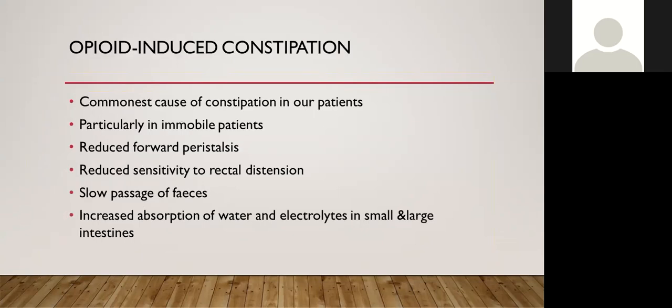Opioid-induced constipation is the commonest cause of constipation in our patients. So that is why we are so much worried about this symptom. It's worse in immobile patients, and it's because the opioid directly acts on the gut receptors, and it reduces the forward peristalsis. So it's invariably present in all the patients who are on opioids. There will also be reduced sensitivity to rectal distension. There will be a slow passage of feces.